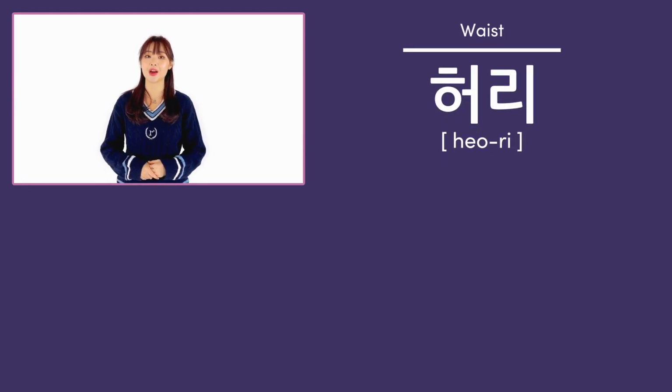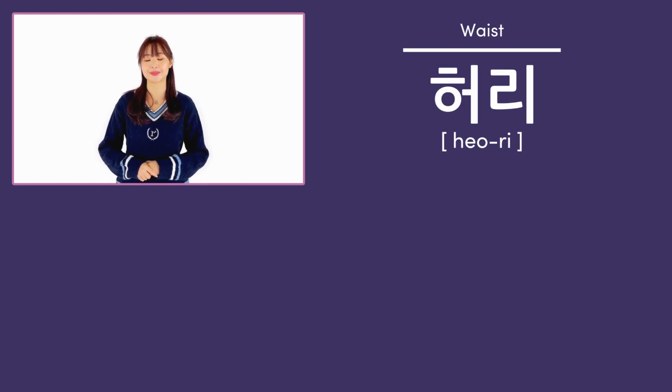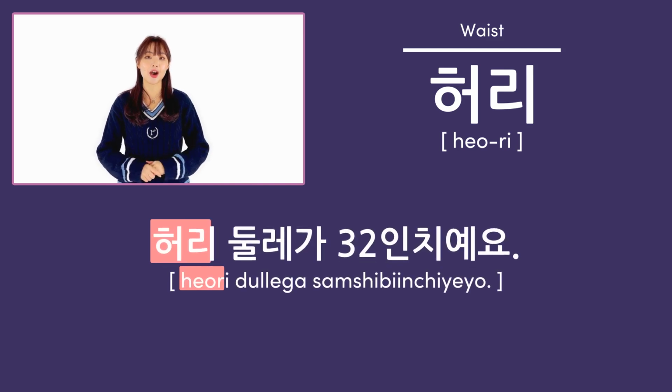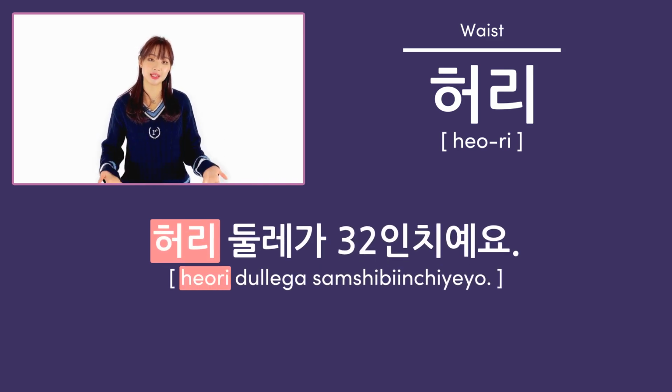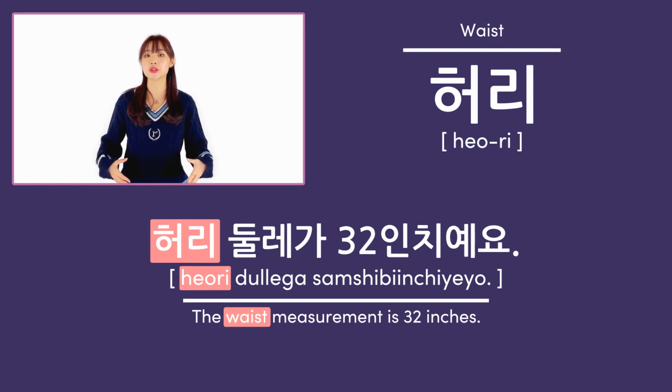Waist. 허리. 허리 means waist. It can be used for waist measurement, which is 허리 둘레. For example, 허리 둘레가 32인치예요. This means the waist measurement is 32 inches.